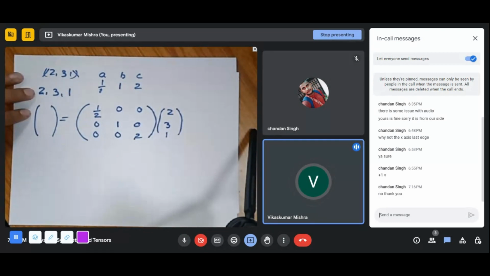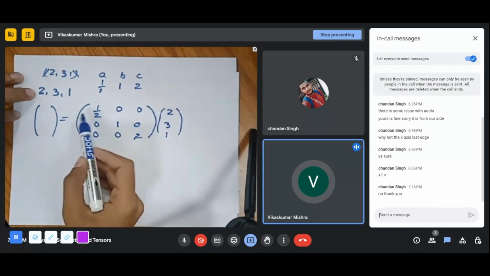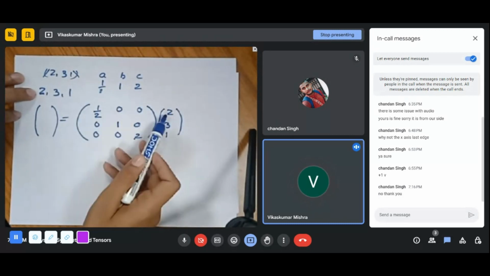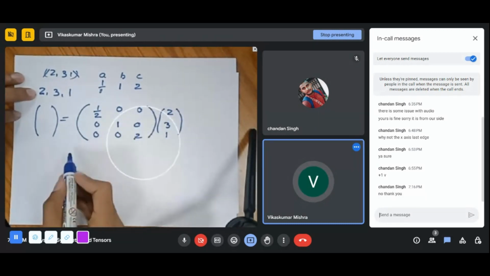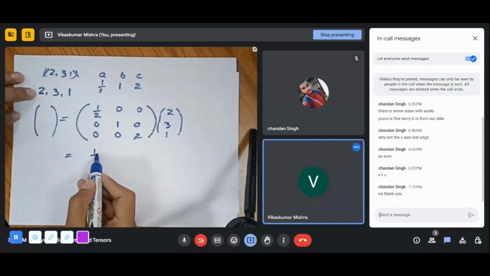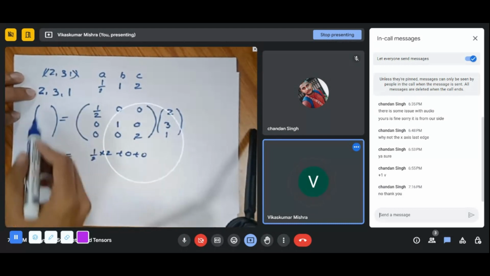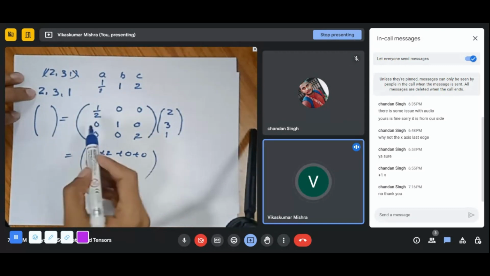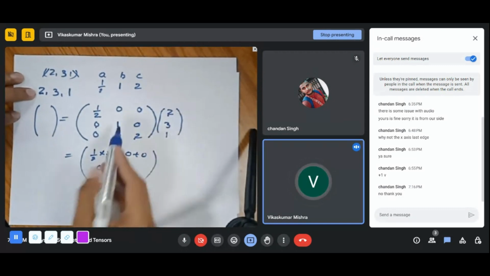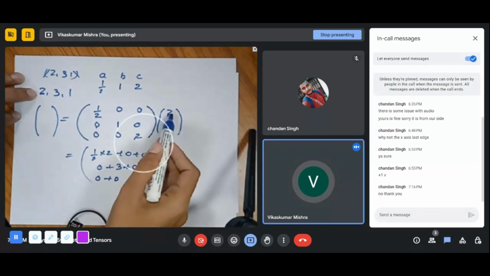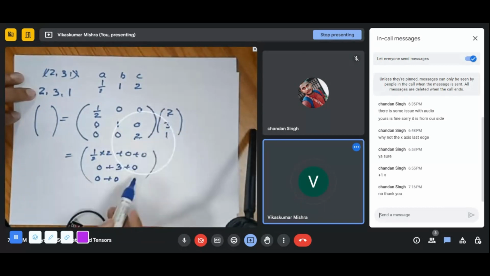It will be very easy. All we need to do is take a product of them. Matrix multiplication: 1 by 2, 0, 0, with 2, 3, 1. 1 by 2 we multiply with 2, and the remaining things will be 0. So the first is 1 by 2 multiplied by 2, plus 0 plus 0. Second, 0 multiplied by 2 gives 0 again, 1 multiplied by 3 is 3, and the remaining is 0. Third, 0 multiplied by 2 is 0, 0 with 3 is 0, and 2 with 1 is 2.